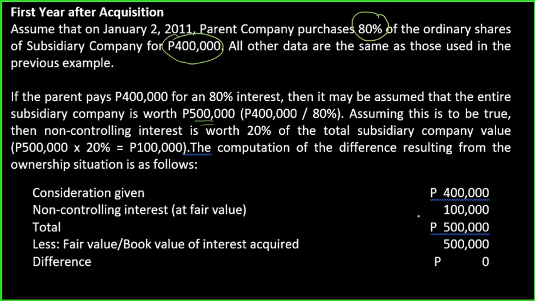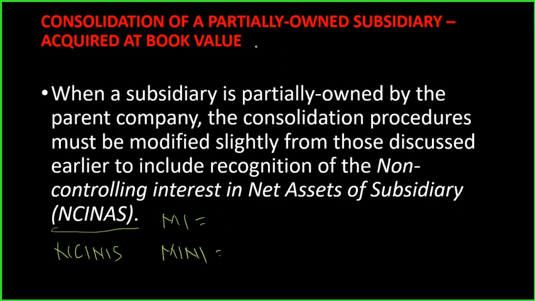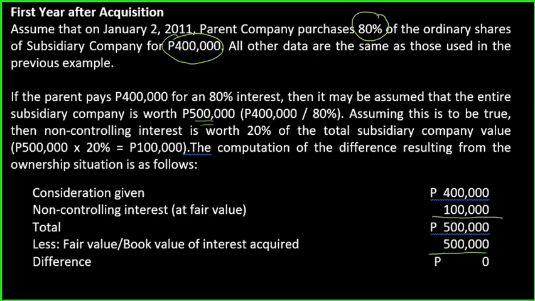Computation of the difference: you add the two, fair value or book value. Oh, by the way, let's go back to the previous slide. Its assumption was incomplete. Here, we assume that the book value is equal to the fair market value. So it was acquired at fair market value, and there will be no difference.